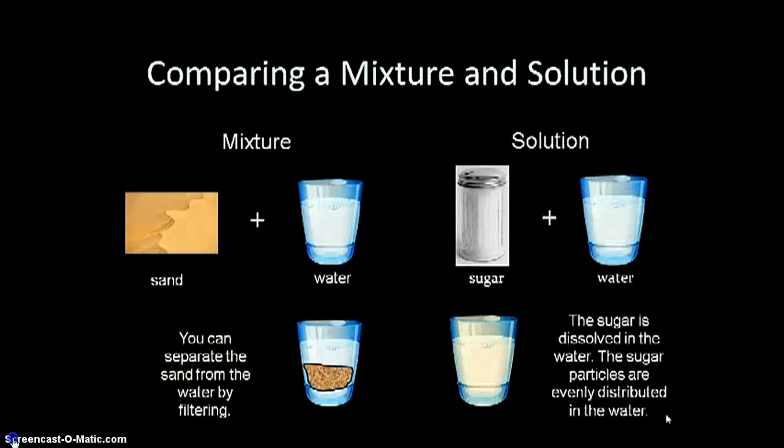The sugar, in this case, if you add sugar to water, is known as the solute, and the water is known as the solvent. That's what you dissolve something into. The sugar particles are evenly distributed in the water, just like salt particles are evenly distributed in the water, and they seem to disappear, but they are still there. And you could separate them through evaporating the water, and what you would have left is whatever the solute is at the bottom of the cup.